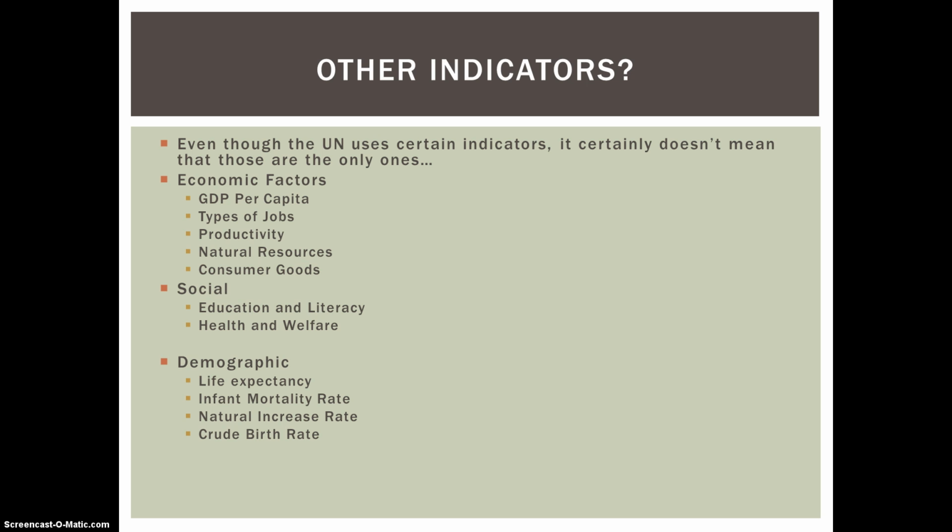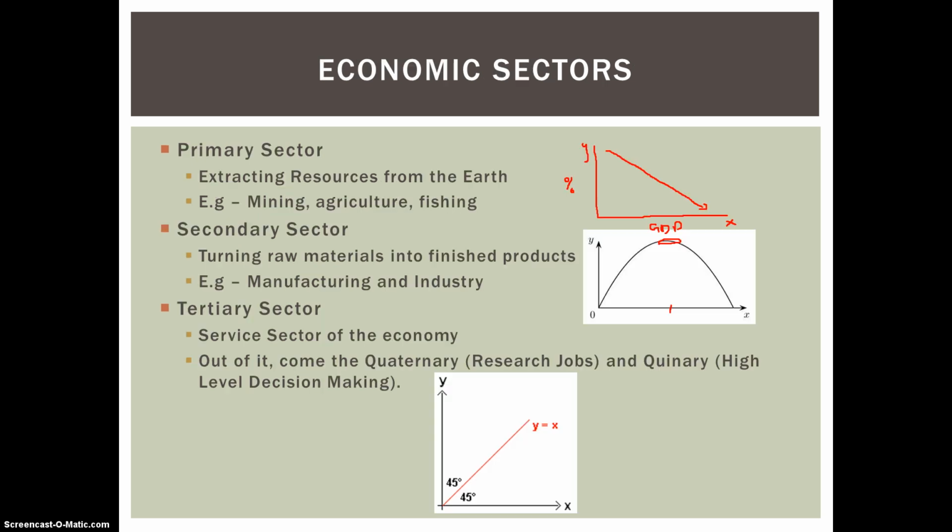Then we are brought to the social category, and we already talked about the difference between education and literacy. And then health is also included under here, and then welfare programs that the government may provide, like in the U.S., Medicare, Medicaid, Social Security, and several others. And then finally we have demographic, and so under that we can use life expectancy, which we're using now. We can also factor in infant mortality rate, natural increase rate, crude birth rate, and again, there's several other indicators that we could use. We could count the number of radio towers, cell phone towers. There's several others that we could use in order to measure development, and these are just a few.